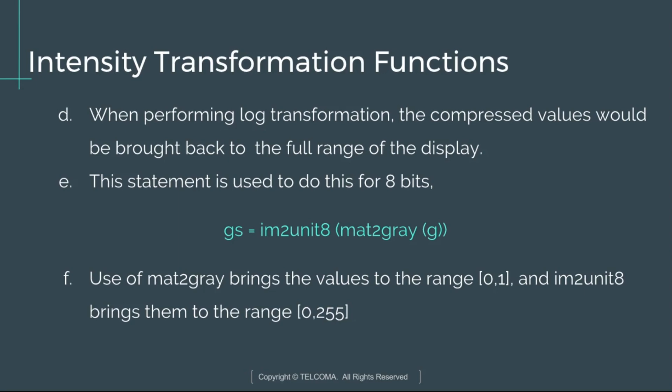When performing a log transformation, it is often desirable to bring the resulting compressed values back to the full range of the display. For 8 bits, the easiest way to do this in MATLAB is with this statement, that is gs = im2uint8(mat2gray(g)). Using mat2gray brings the values to the range 0 to 1, and using im2uint8 brings them to the range 0 to 255, converting the image to class uint8.